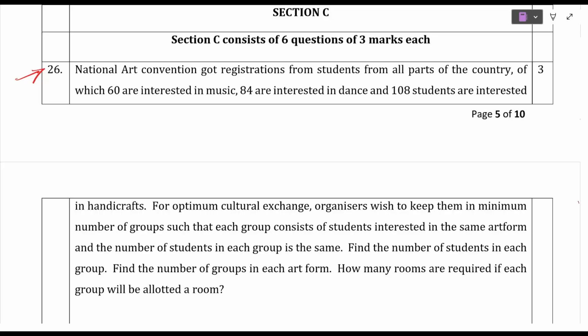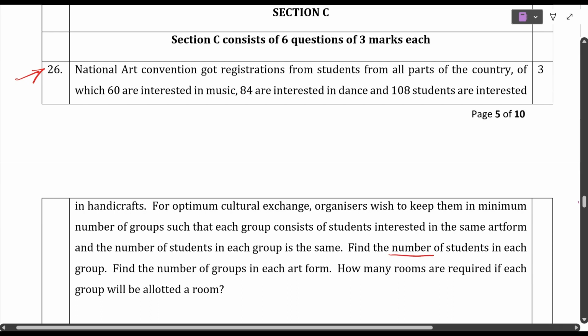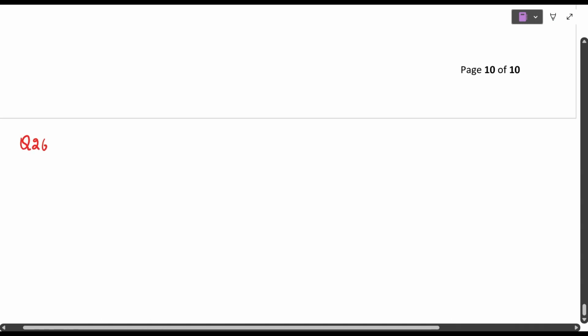Okay students? Section C, question number 26. Here you can read the question. Here they have given some data: some students are interested in music, some are in dance and some are in handicraft. So what they are asking, let us see here. Find the number of students in each group.